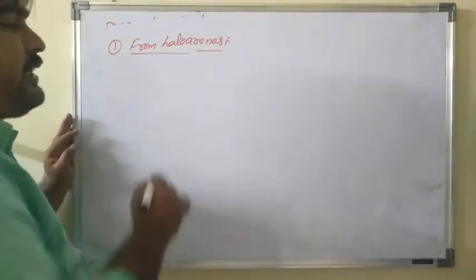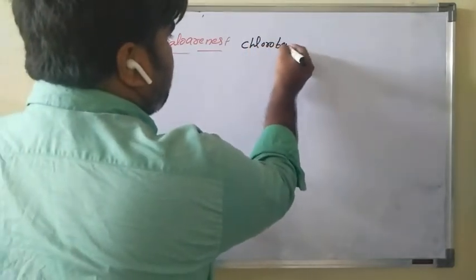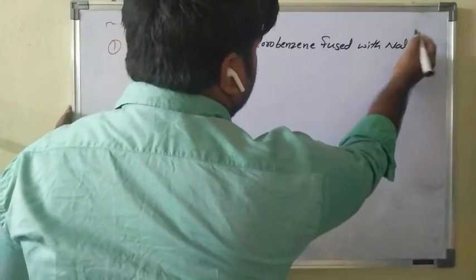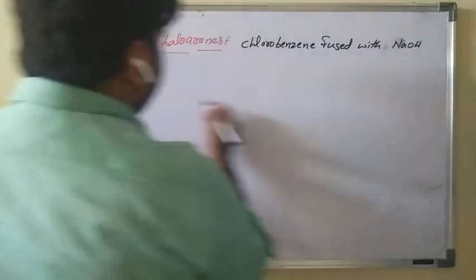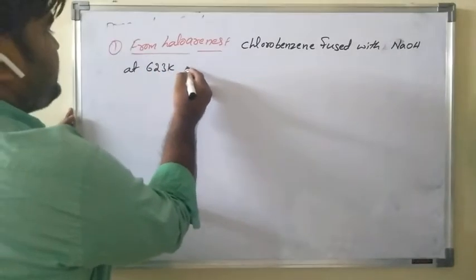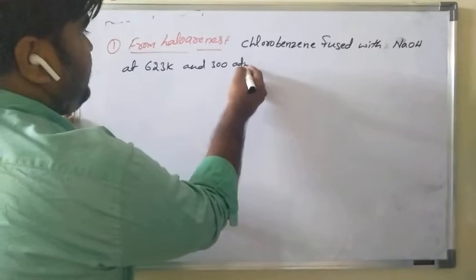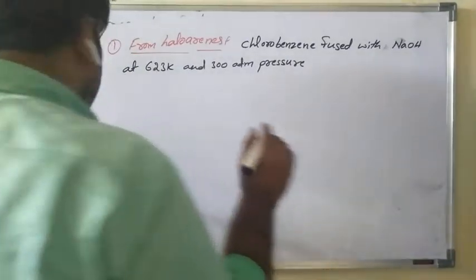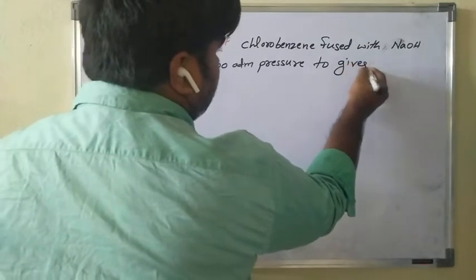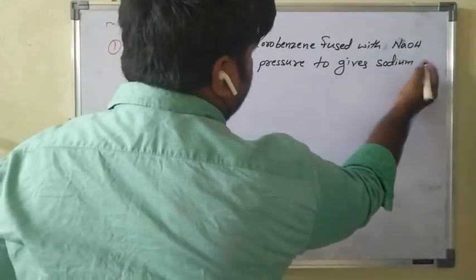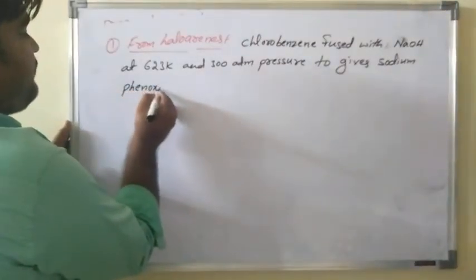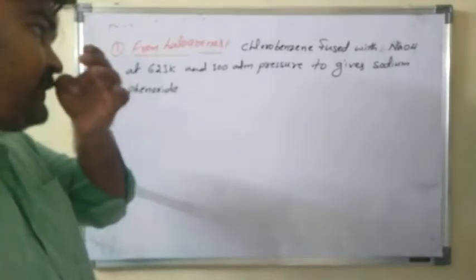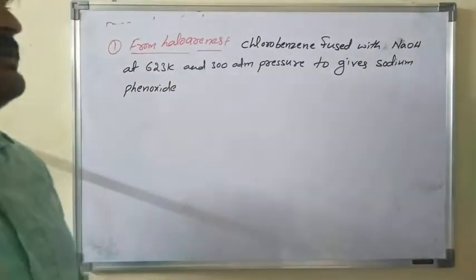Chlorobenzene is fused with NaOH, sodium hydroxide, at 623 Kelvin temperature and 300 atmosphere pressure to give sodium phenoxide. Already you know this one, the preparation of phenol. This is a chemical reaction of benzene only. So chlorobenzene is fused with NaOH at 623 Kelvin and 300 atmosphere pressure to give sodium phenoxide.